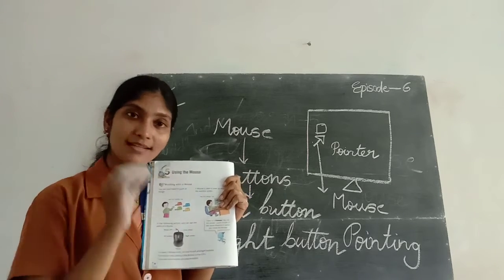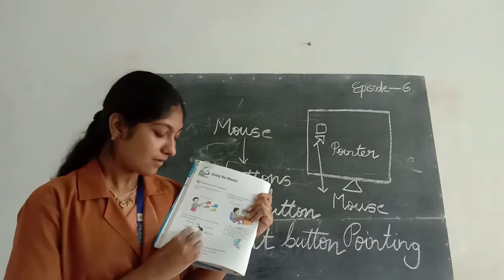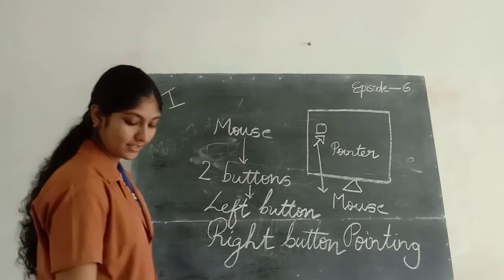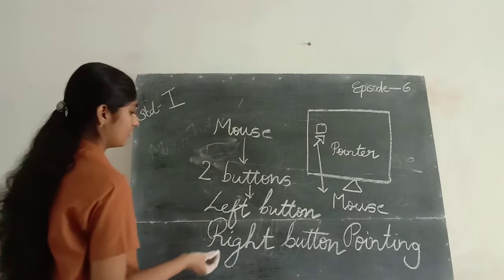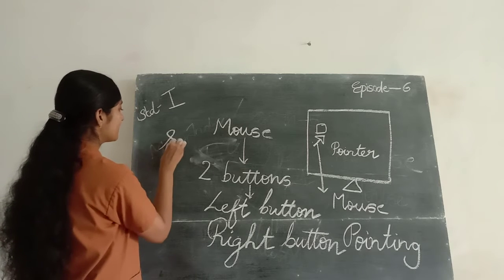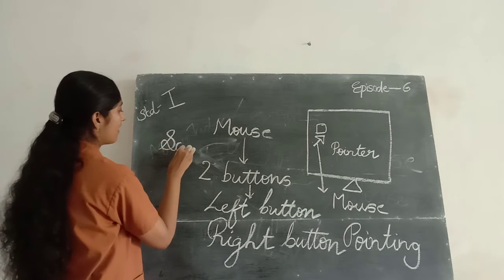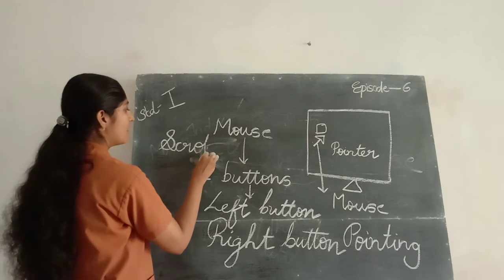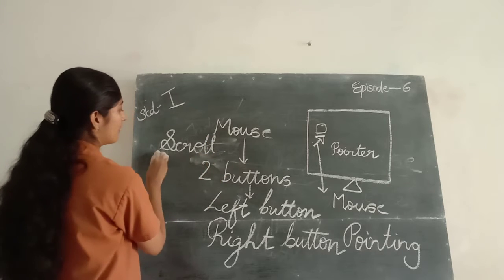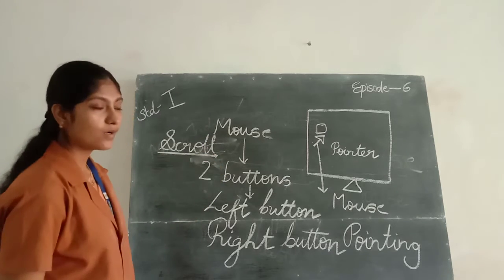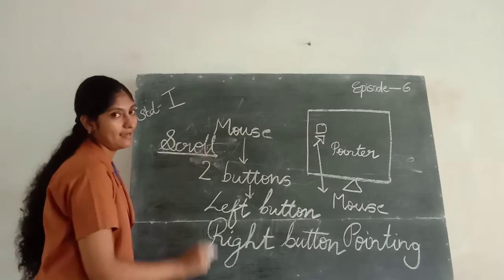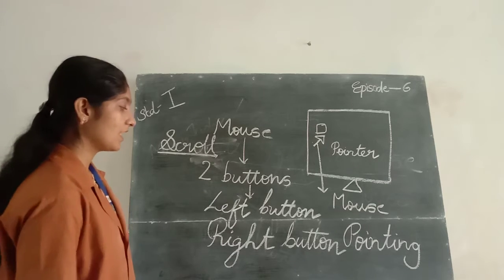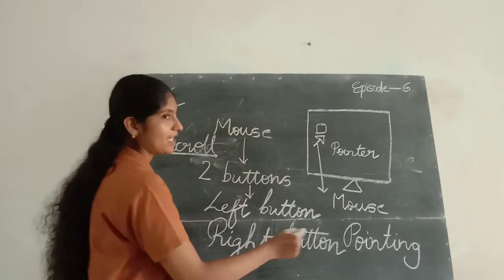And also there is a scroll wheel in between the left and right button. What is it? Scroll wheel. S-C-R-O-L-L. Scroll wheel in between left button and right button.